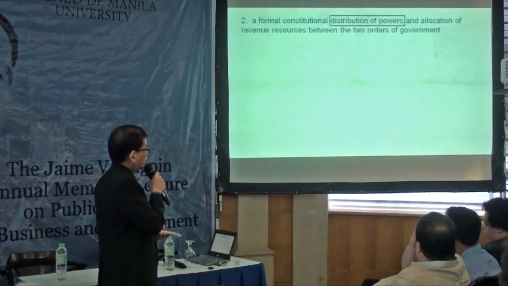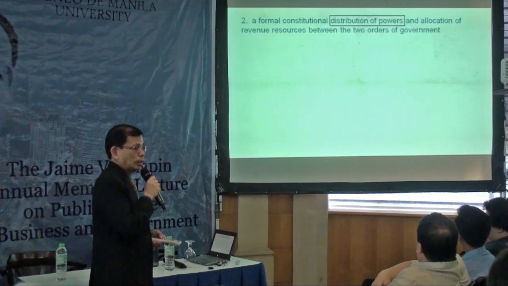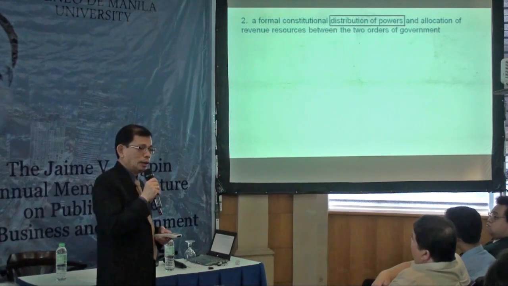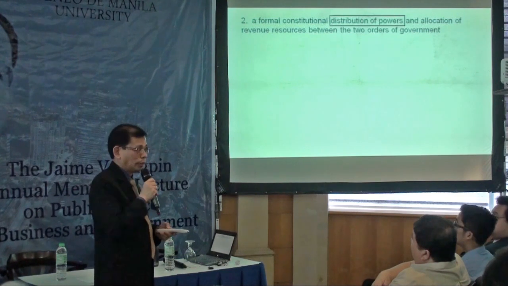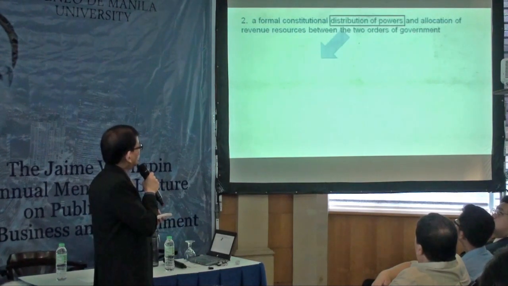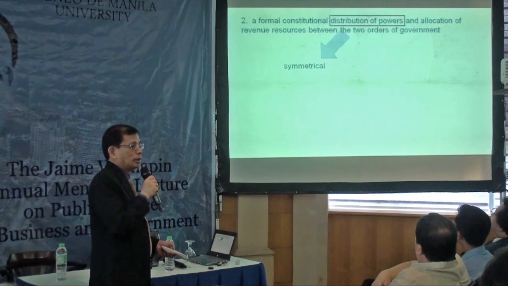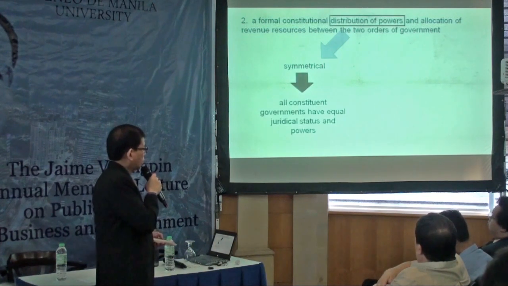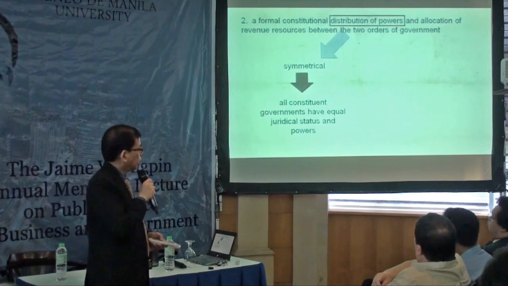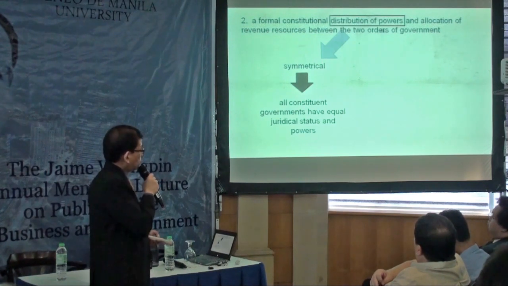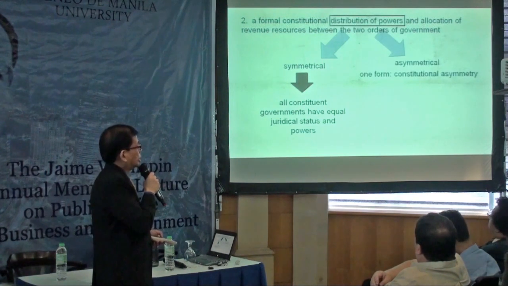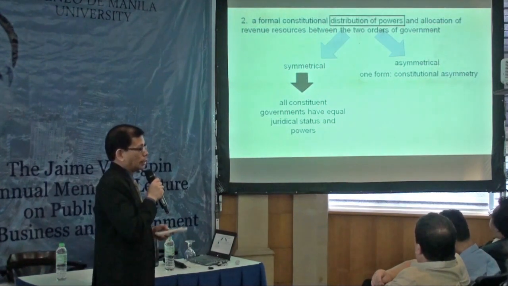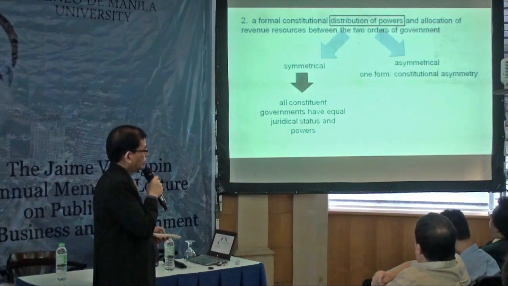We could now go again to distribution of powers, and I would like to discuss a very important point because it's quite popular right now in the debate on federalism. It's about symmetrical and asymmetrical distribution of powers. By symmetrical, all constituent governments have equal juridical status and powers. Asymmetrical has one form, which would be constitutional asymmetry. There's another one, political asymmetry.